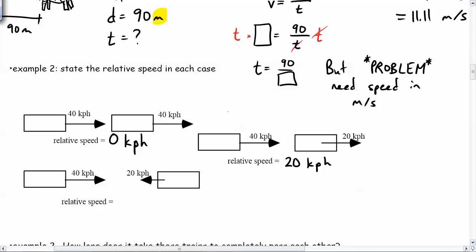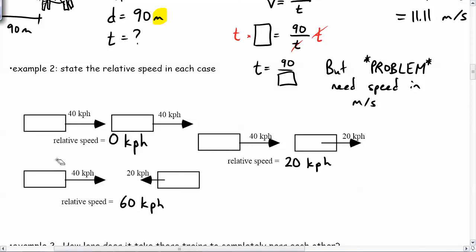And a harder one. Compared to this car, how fast does it look like this car is going? 60. It looks like it's going even faster. That's right. That's why when you're driving on the highway and you see other people coming straight at you, it looks like they're coming really fast.